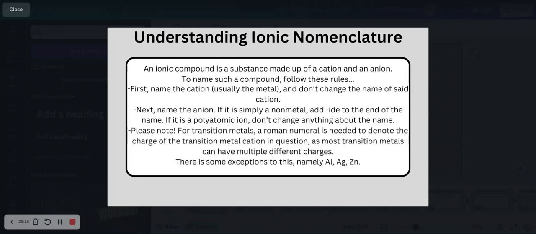Please note, for transition metals, a Roman numeral is needed to denote the charge of the transition metal cation in question, as most transition metals can have multiple different charges. There are some exceptions to this, namely aluminum, silver, and zinc.